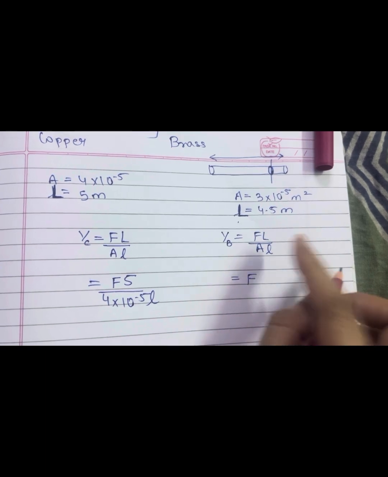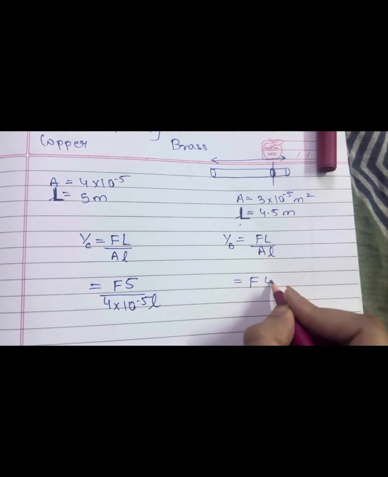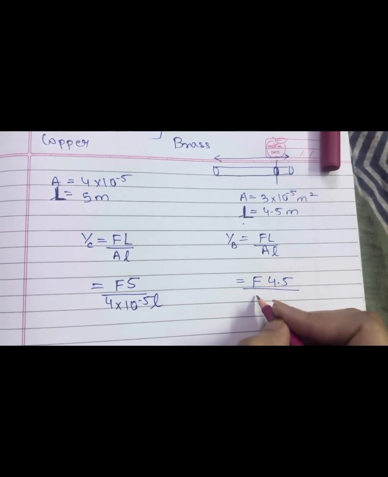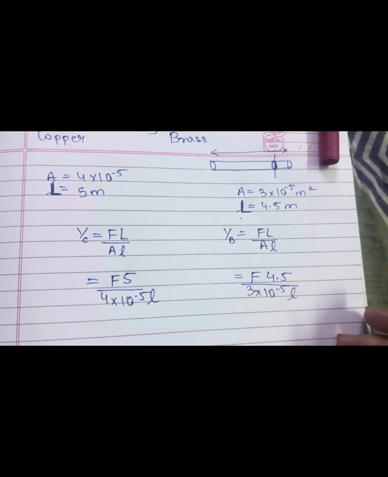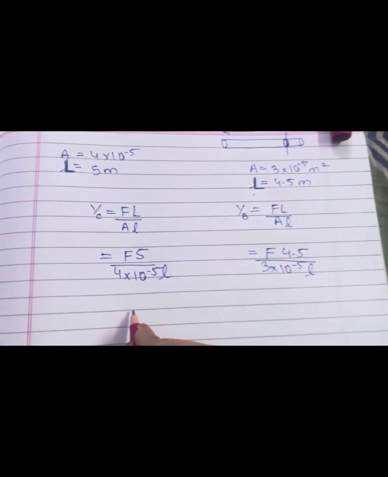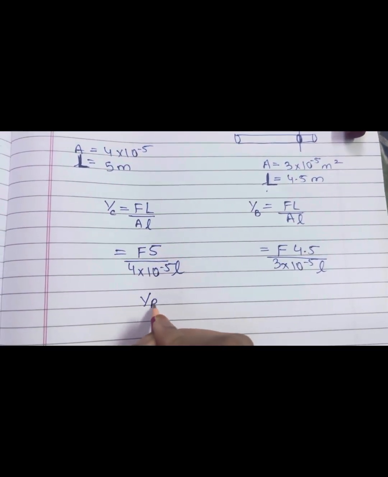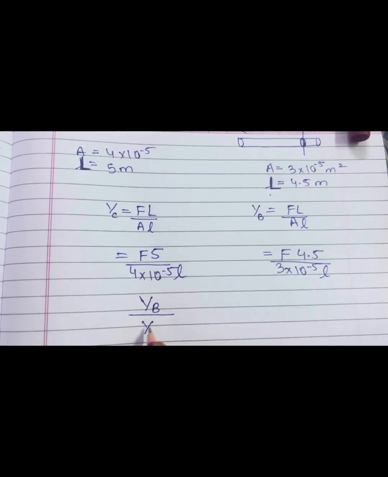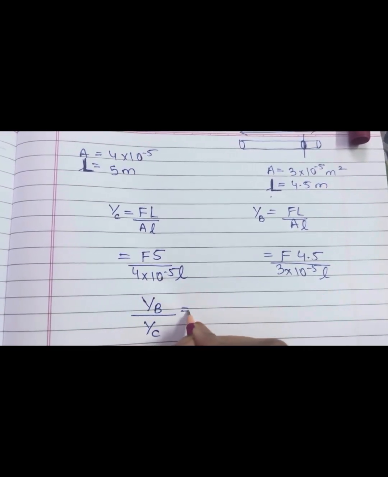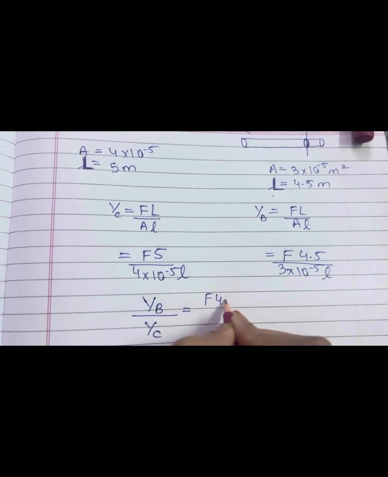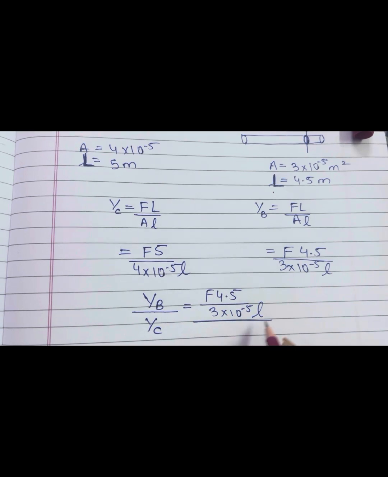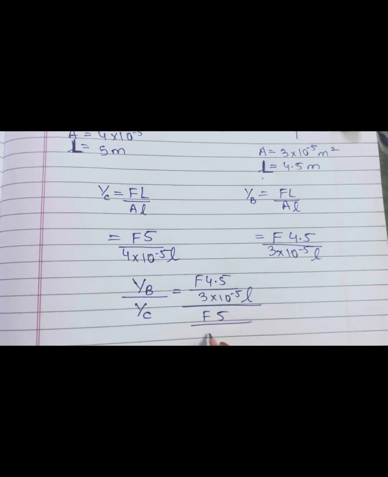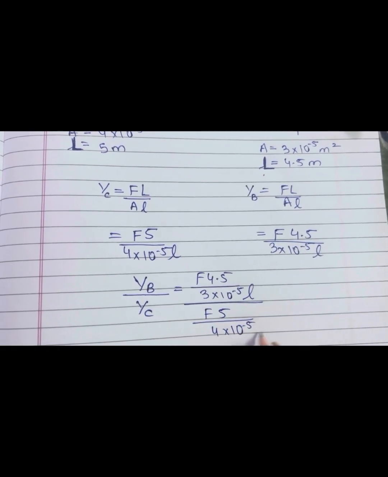यहाँ पर F as it is, capital L brass wire के लिए कितना है 4.5, area is 3 into 10 raised to minus 5 and elongation let it be as small l. Now what is asked? Find the ratio of Young's modulus of brass upon copper. It is mentioned, so I'll keep brass in the numerator and copper in the denominator. I'll write the formulas. F 4.5, 3 into 10 raised to minus 5 l. Here F 5, 4 into 10 raised to minus 5 l.